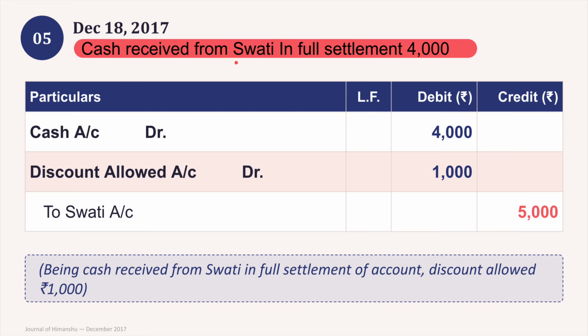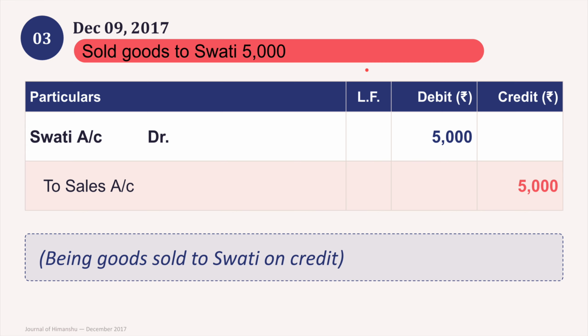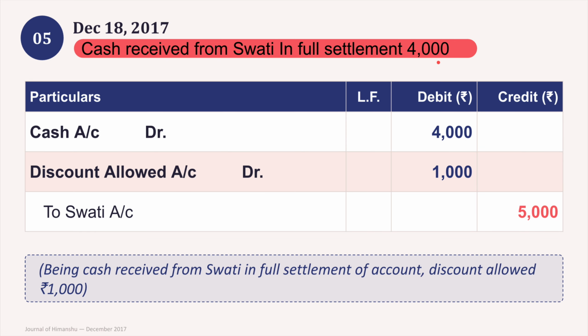Then cash received from Swati in full settlement 4,000. So remember the transaction here, Swati transaction. So we have sold her for 5,000, but here she is paying 4,000. So what happens to the balance 1,000? Okay, that is the discount we have given to Swati, maybe for various reasons, for prompt payment or early payment, anything. Okay, so here now this is a compound journal entry. So far we have seen only 2 accounts in a journal entry. Here 3 accounts are being hit.